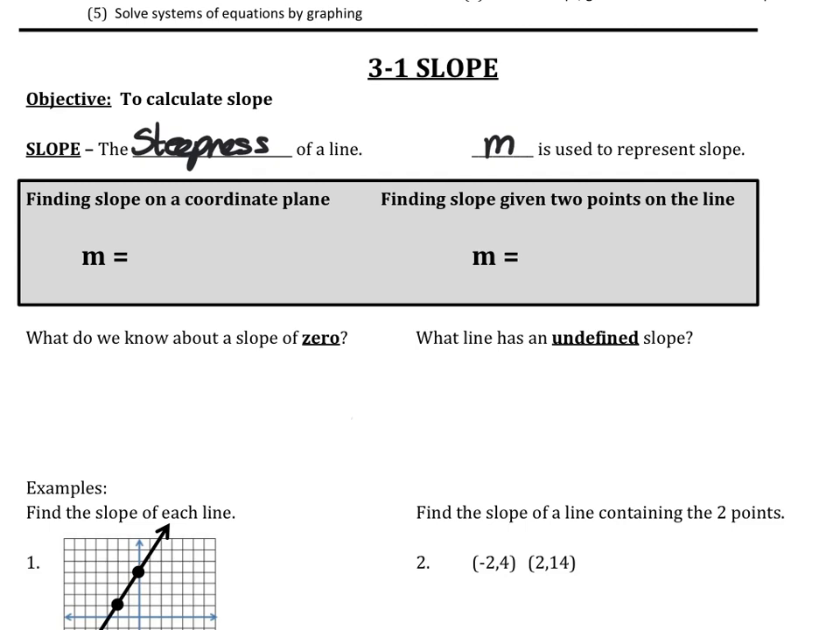When we're using a coordinate plane, so we have a line that's drawn on a graph, we're going to be looking at slope using the description rise over run. Or we often think about this as the vertical change over our horizontal change.